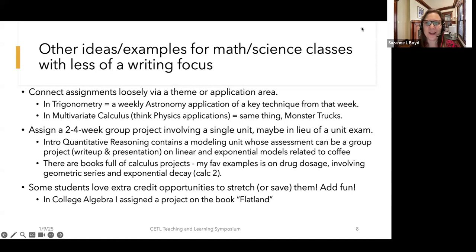So for example, in college algebra, once I assigned a project on the book Flatland. For science geeks, if you haven't read this, I encourage you to do so. It'll make you smile, right? Because it's about, we live in a three-dimensional world, so what would it be like if you were in a two-dimensional world or one-dimensional, or more, whatever. Anyway, it's about dimensions. That has very little to do with college algebra, but it was a lot of fun for the students that actually did it. So, okay, that's my really quick overview.